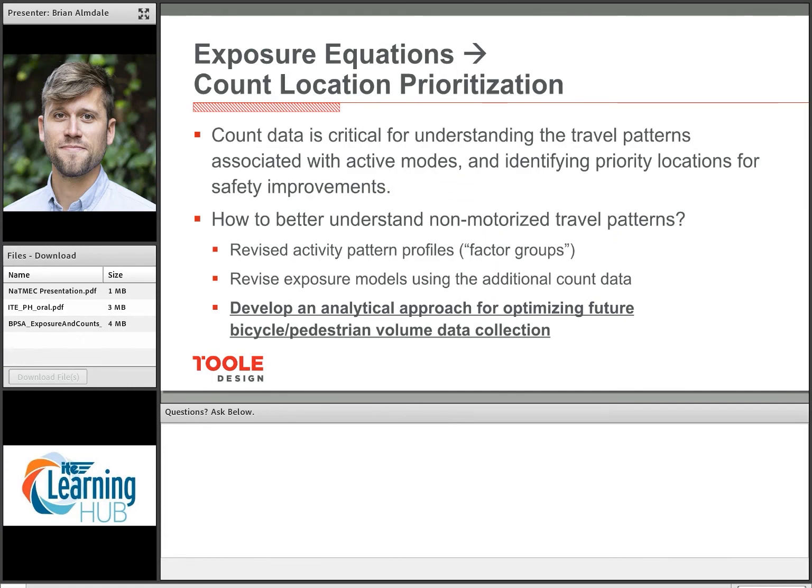Now that we've discussed how count data is critical for understanding the travel patterns associated with active modes and in identifying priority locations for safety improvements through the development of safety performance functions, how do you better understand active travel patterns in your community? One option is to develop a method that optimizes future data collection for bicycle and pedestrian volume data. In phase 2 of the BPSA, we developed a location prioritization algorithm to fill in gaps where volume data has not been collected, and the algorithm recommended future priority count locations based on key factors that we know have been identified as predictors of volume.